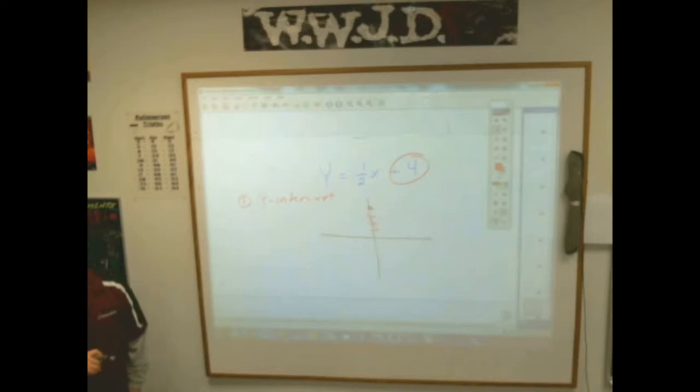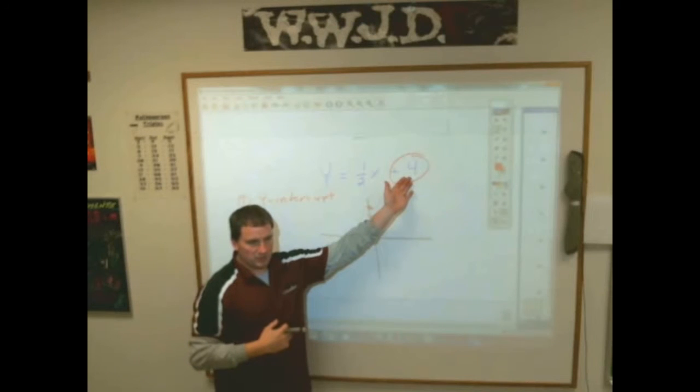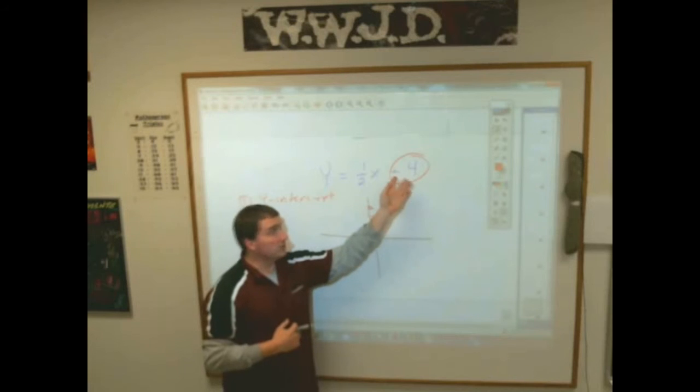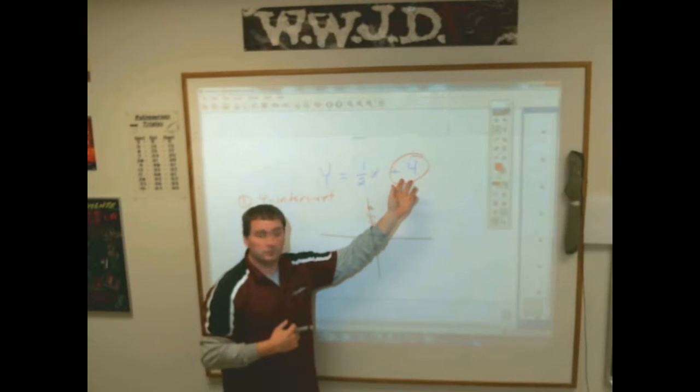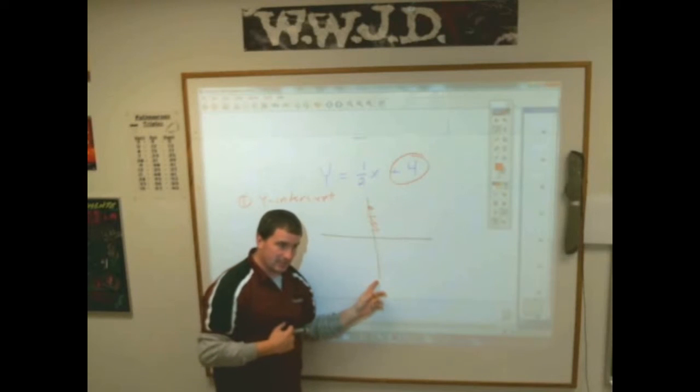Stop me if you didn't get that. What number's at the end of the equation? 4. What number do I put a dot on the y-axis? 4. This is the y-axis. This is x. Taylor, if this was a -2, I put a dot at -2 on the y-axis. If it was a -8, I'd go down here and put a dot at the -8.